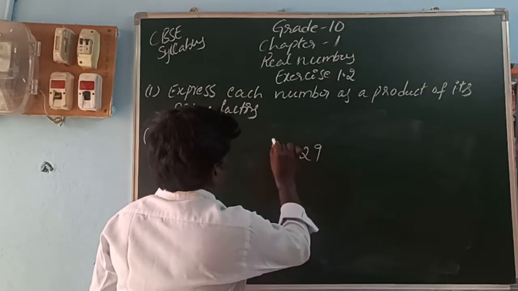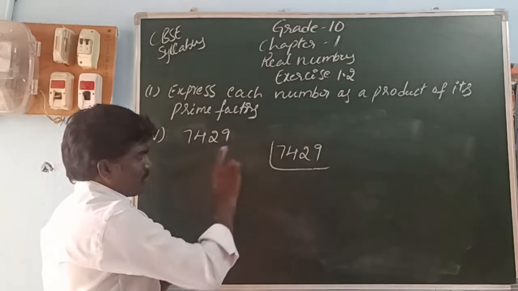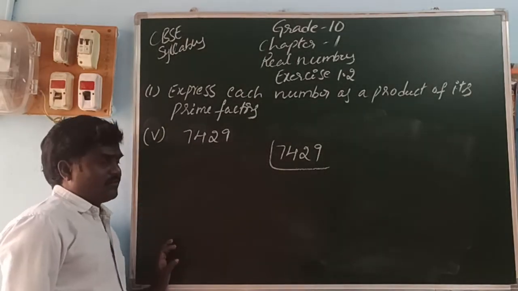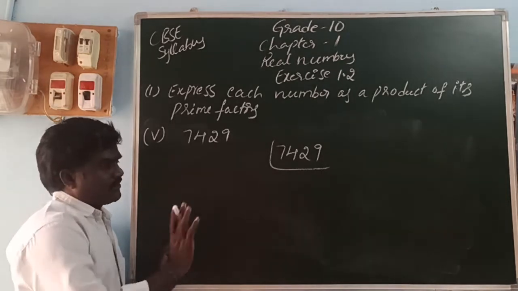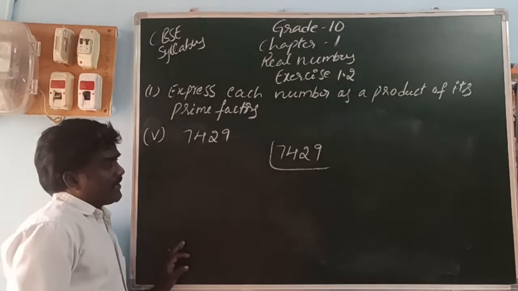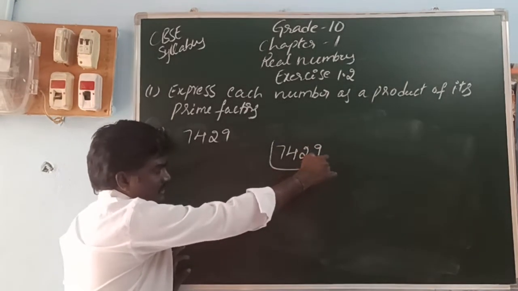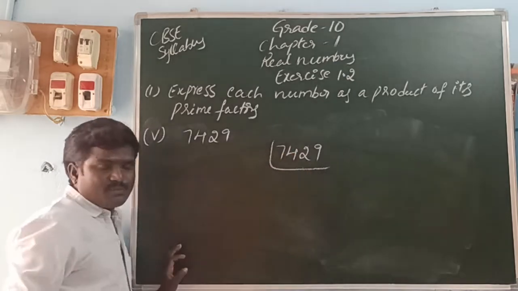7429. Here the last digit is 9. So it is not divisible by 2. It is not divisible by 3 because the sum of the digits is not a multiple of 3. It is not divisible by 5. Why? The last digit is not 5 or 0. It is not divisible by 7. Why? The last digit doubled, subtracted from the remaining digits, does not give a multiple of 7.